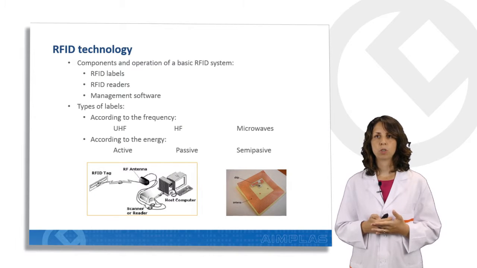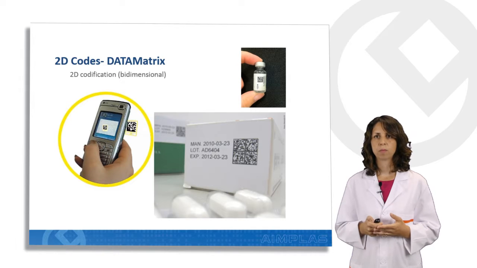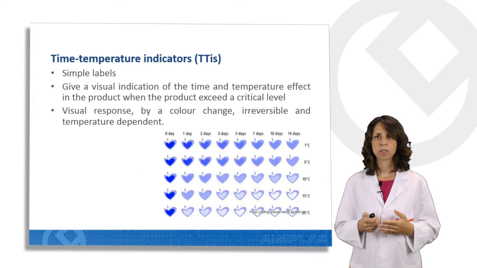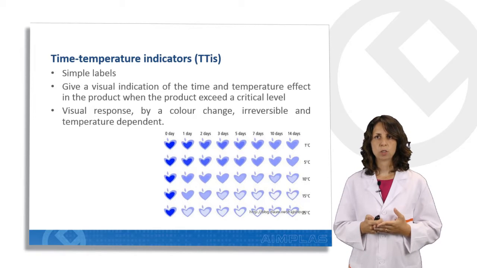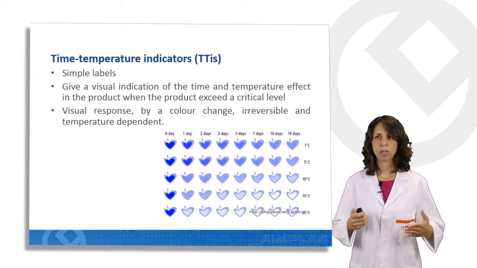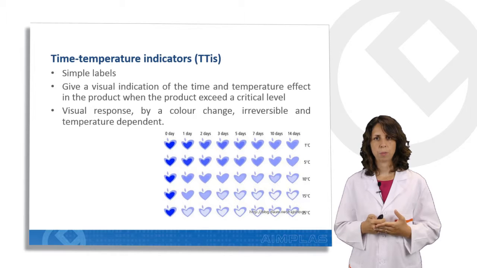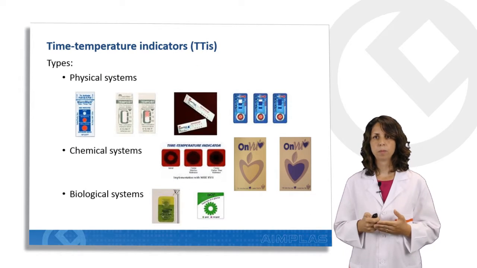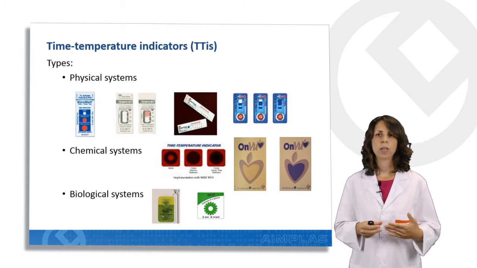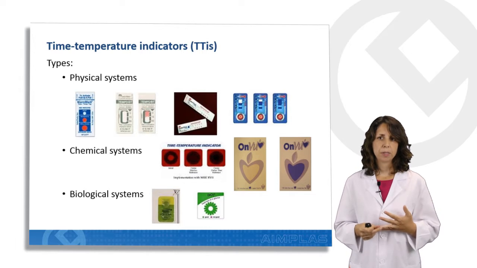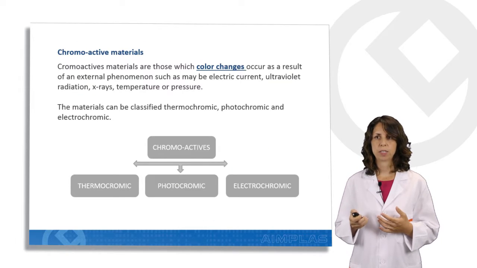Here we can see some solutions regarding RFID technology, some examples to employ in pharmaceutical packaging with data matrix, or we can see some temperature indicators that are simple labels and are visual indications to monitor the temperature of the product in the packaging. This kind of time temperature indicators could use physical systems, chemical systems, or biological systems.